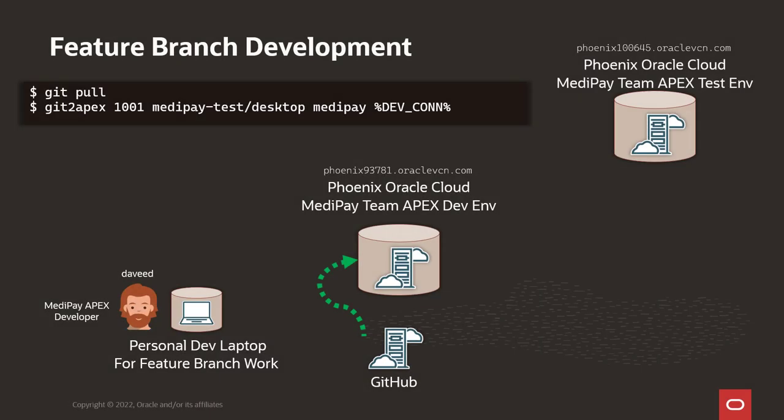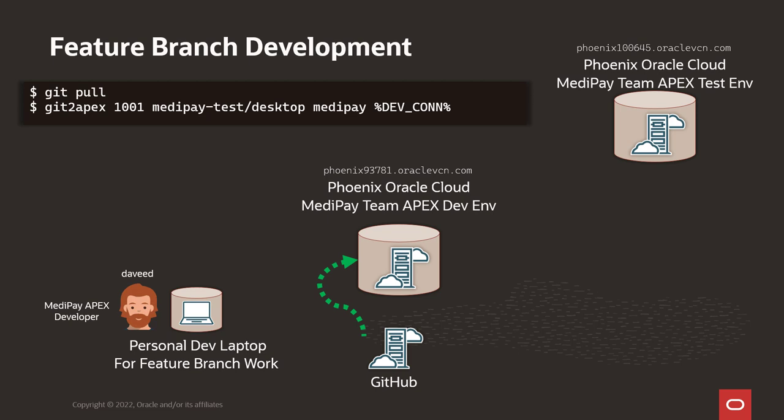On the Phoenix Oracle Cloud team development Apex environment, the administrator runs git pull to pull the latest changes, including David's feature branch, down to the team server, and then runs git to Apex to import the changes into the local development environment.